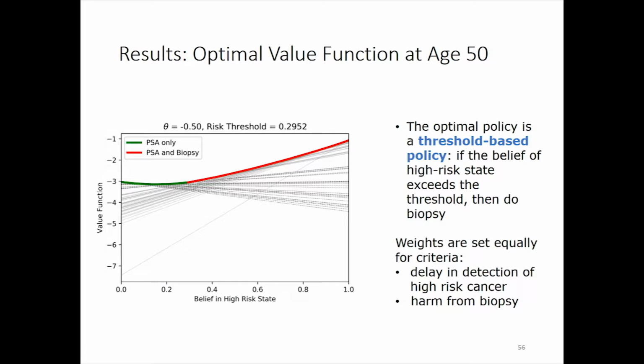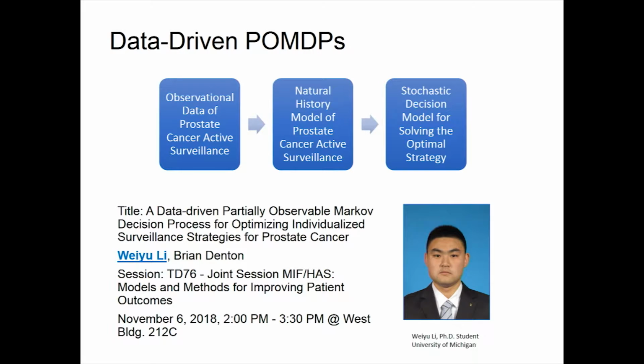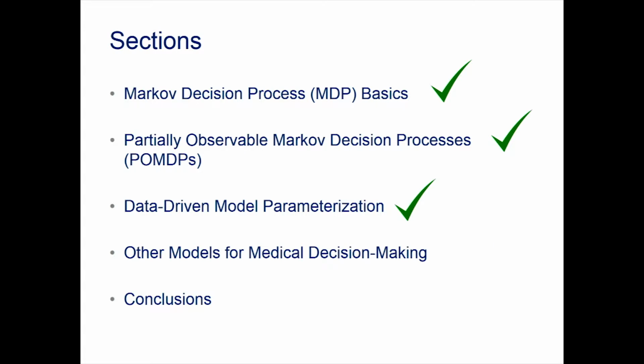I'm not going to have time to talk about all this stuff, but fortunately, somebody will talk about it. Wei Yu Li is a PhD student working with me. He's giving a talk on the whole process of using this observational data to directly estimate a natural history model, and then optimize, solving the partially observable MDP to find optimal treatment decisions. You can find that in the program. It's TD76 tomorrow.